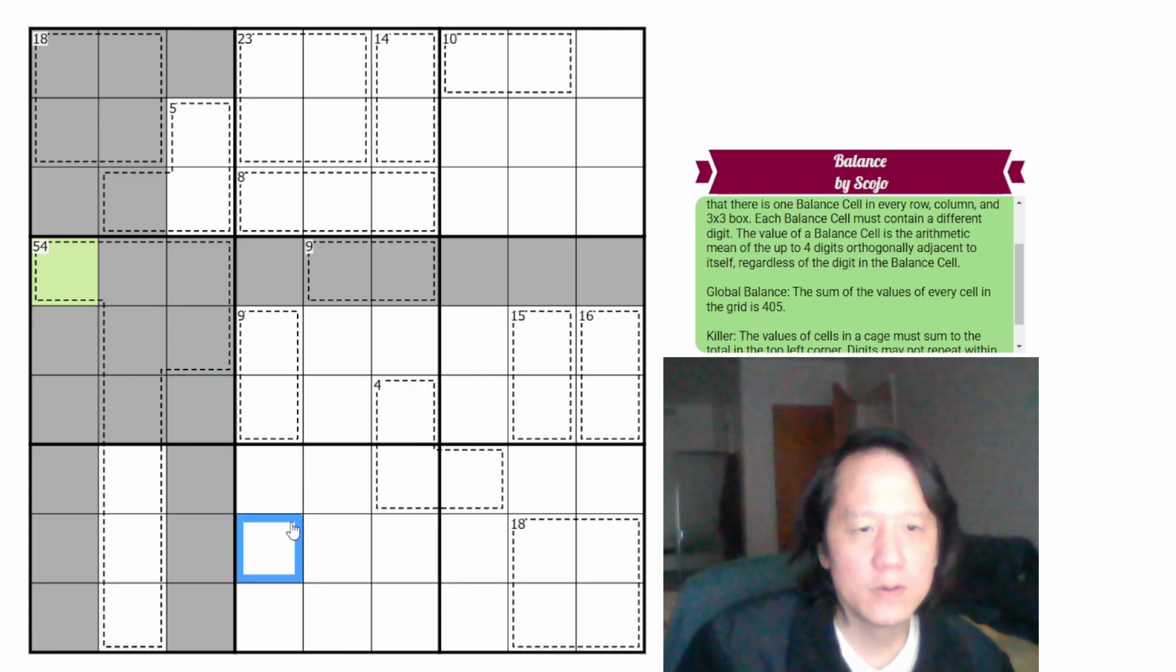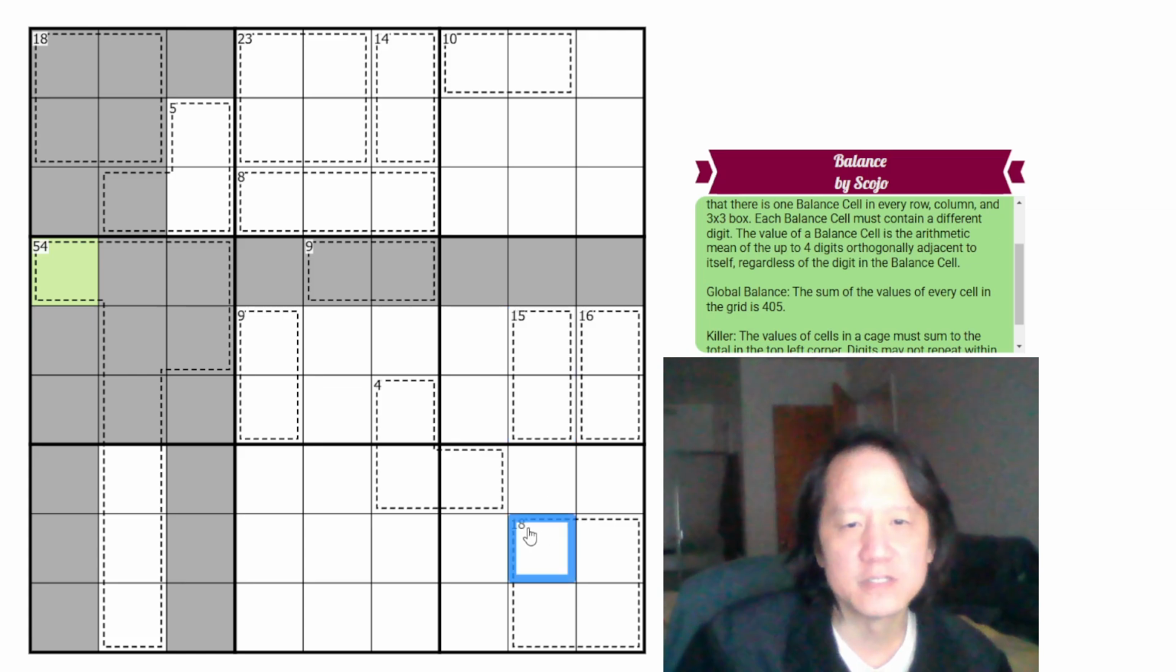Okay. Now, this is a sum of 3 digits. Or you would have to take the arithmetic mean of 3 digits. This could be 3 digits, or it could be 4. We're not sure.